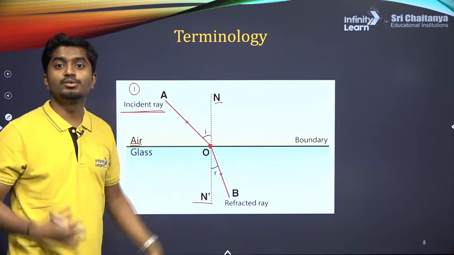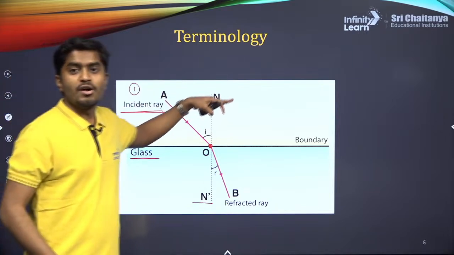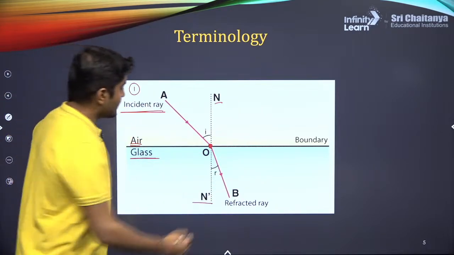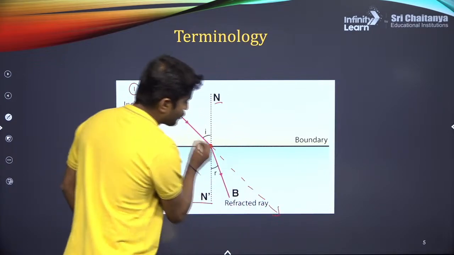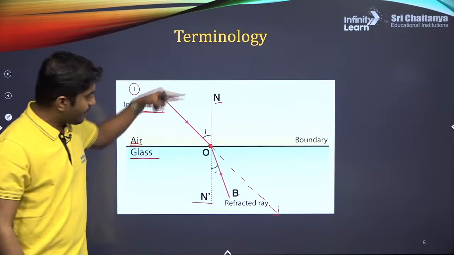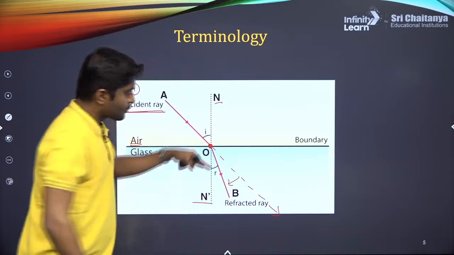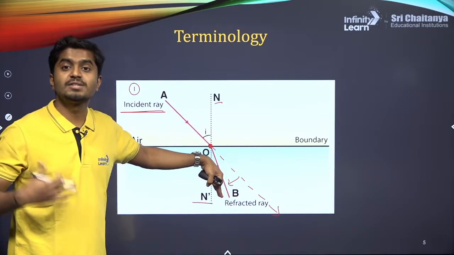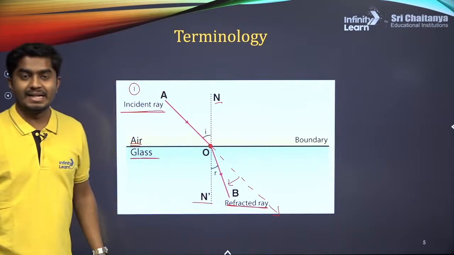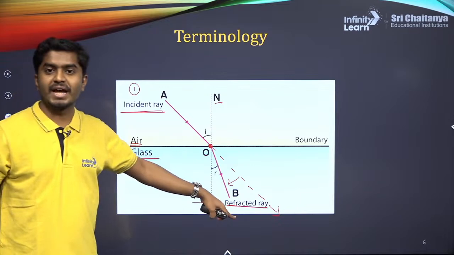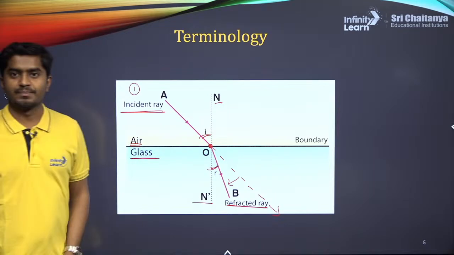It goes into the second medium. So second medium is glass. So when it goes from one medium to another medium, this should be the actual path, correct? This should be the path of the incident ray. But when the light goes from one medium to another medium, there is a bending. So this new ray which is bent inwards, this is called as refracted ray. This is our incident ray and the refracted ray. There is an angle of incidence, there is angle of refraction. Clear?